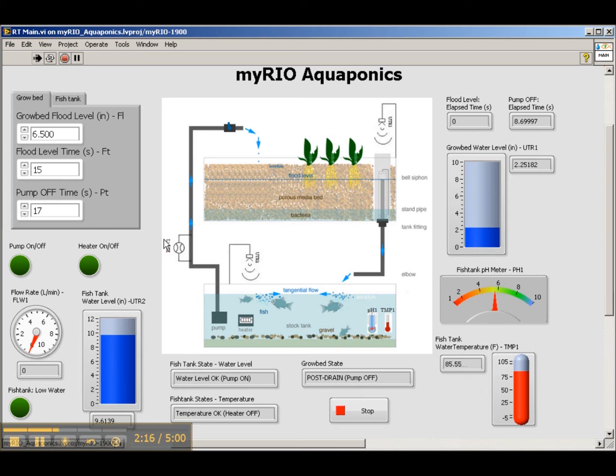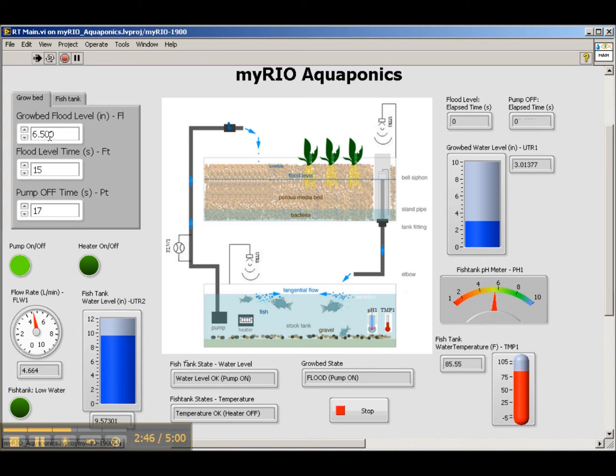Now, as the system runs, these user controls are continuously monitored within the code, and the user can change the system parameters on the fly. Now that you're familiar with the front panel controls and indicators, let's observe one cycle of the system and play around with some of the system parameters. Currently, the system is in the flood state. That means that the water is being pumped from the fish tank to the grow bed.